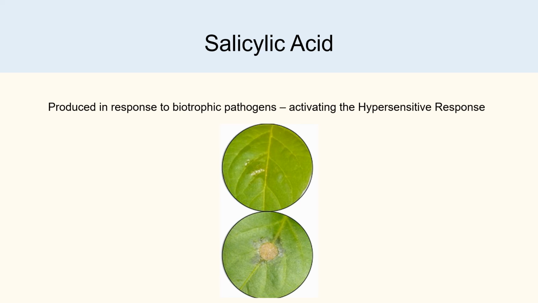Salicylic acid is involved in the response to biotrophic pathogens because it activates something called the hypersensitive response. This is a method of programmed cell death which prevents the spread of the bacteria which requires living tissue into the rest of the plant.